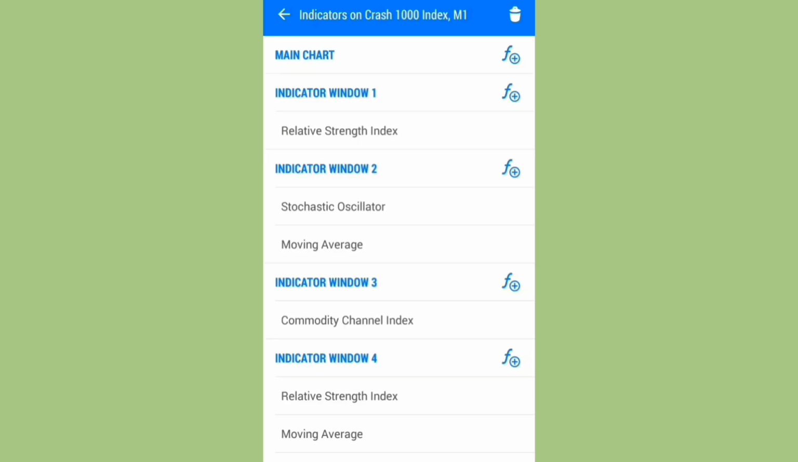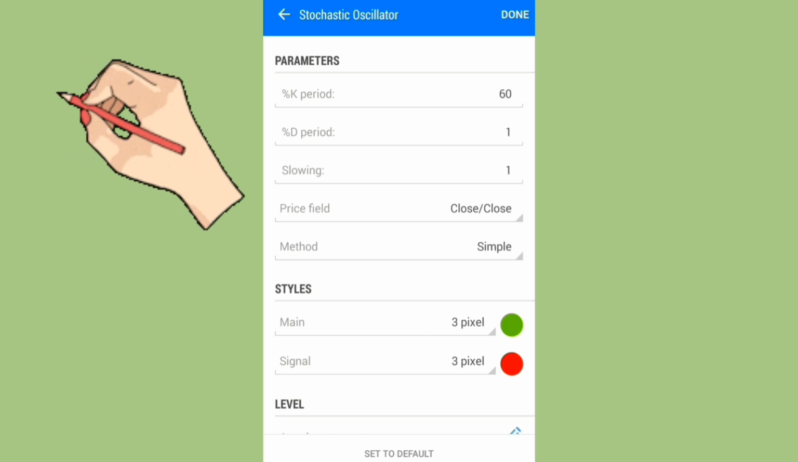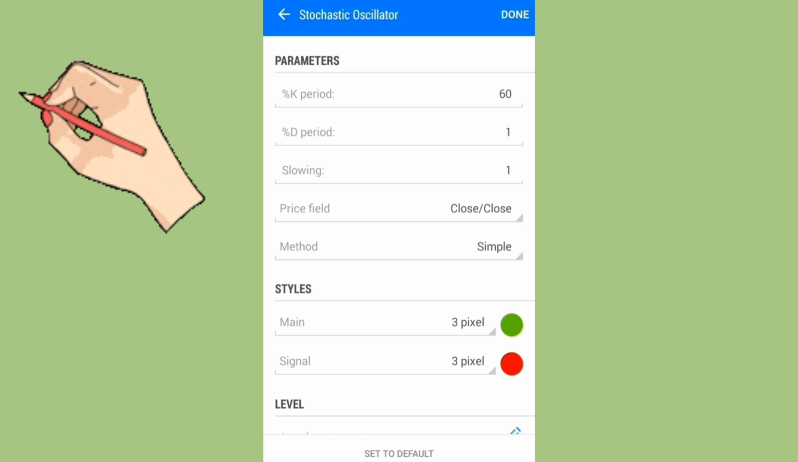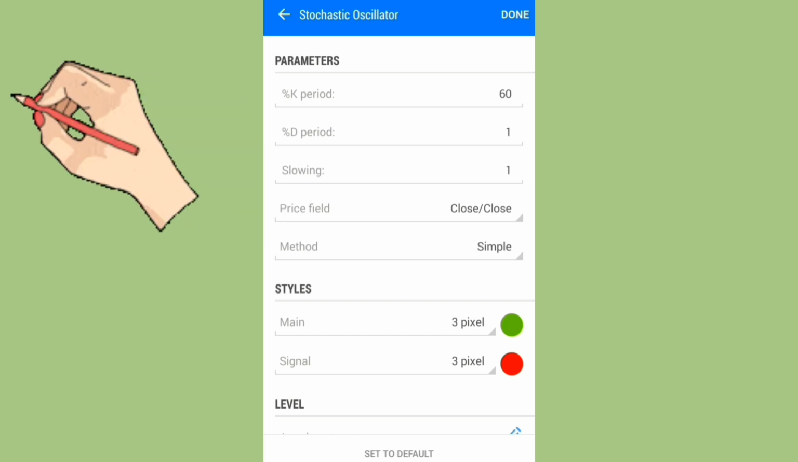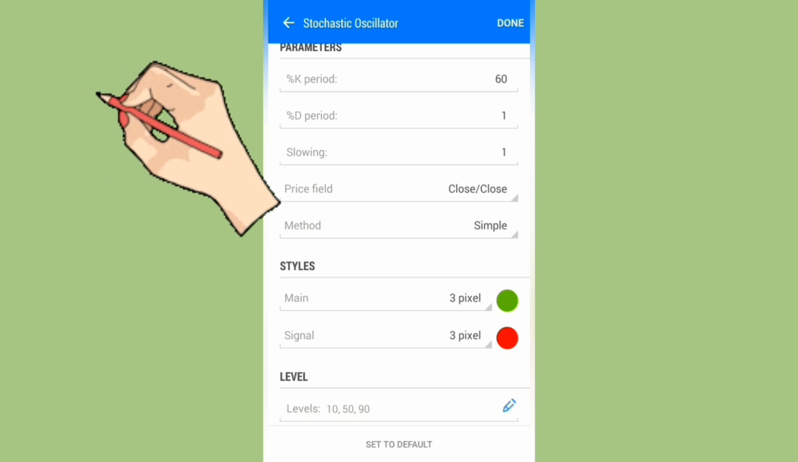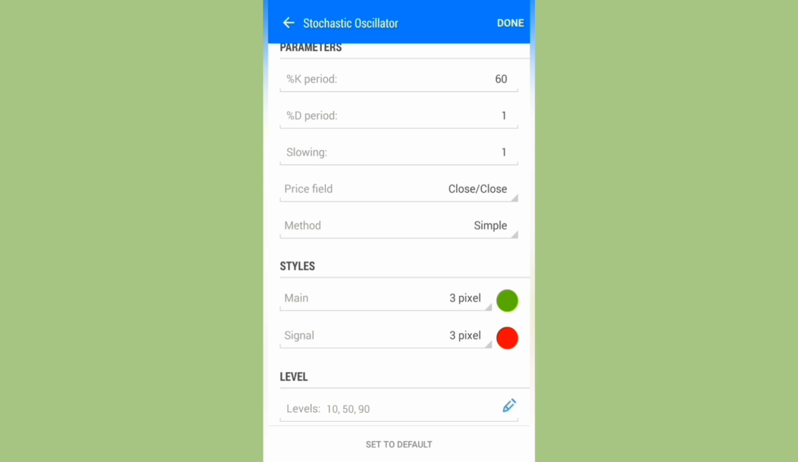After applying the relative strength index settings effectively, as per the video, click done, and this time you click the F+ button on the main chart to add the stochastic oscillator, which has the following parameters: K period 60, D period 1, slowing 1, price field close, method simple, styles each 3 pixel. Then comes the levels. Here we have 10, which is a buy, 50 is a wait, and lastly 90, which is a sell. After applying the settings, you click done.